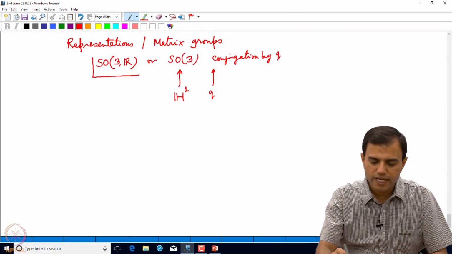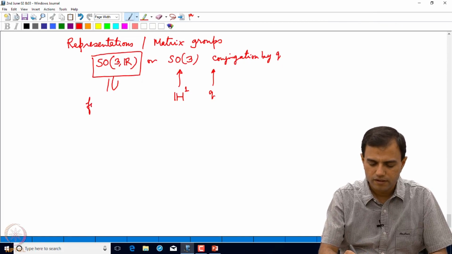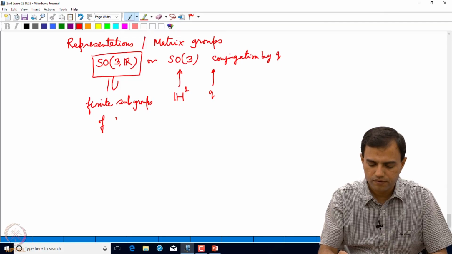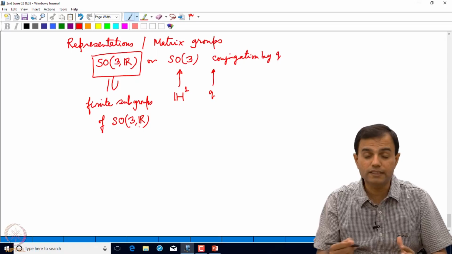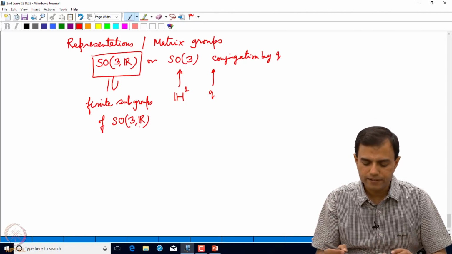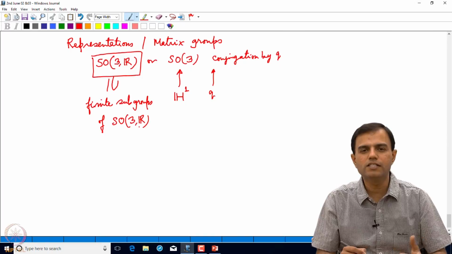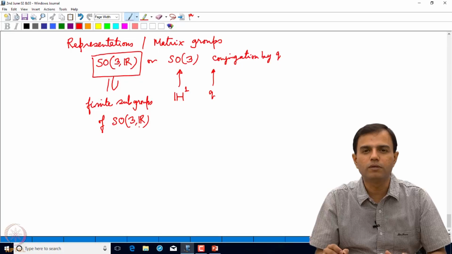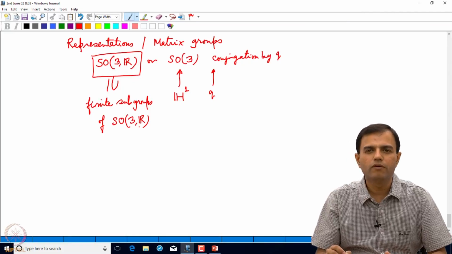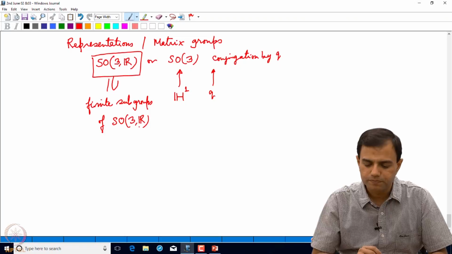So what's the purpose of today's lecture? Today we want to understand finite subgroups of SO3(R). You have the group of rotations, there are infinitely many axes, and there are infinitely many angles about which you can rotate. So in this infinite group, we want to find the finite subgroups.